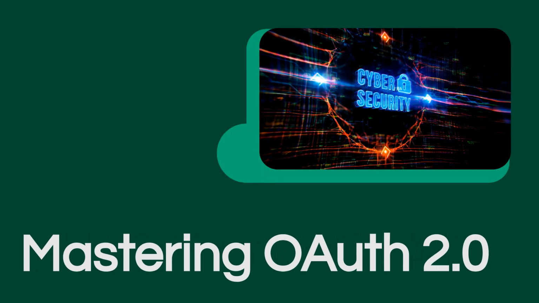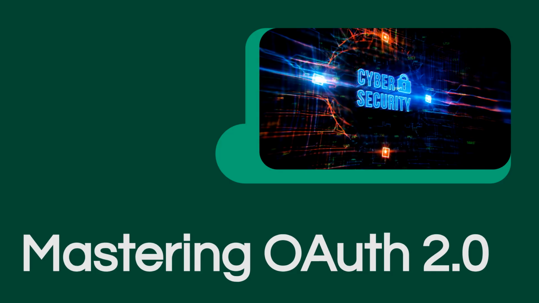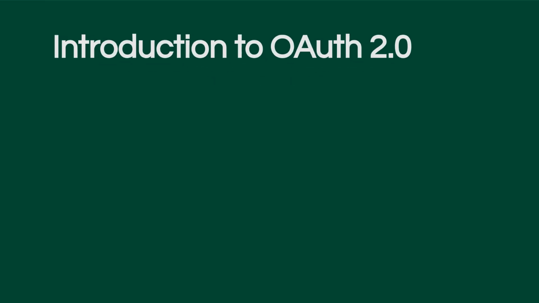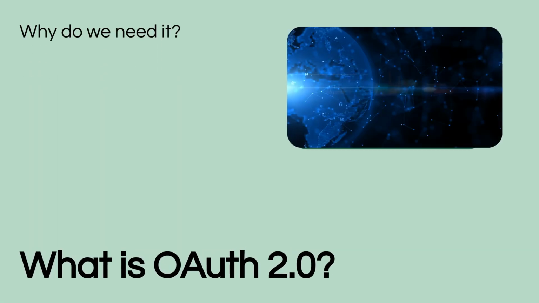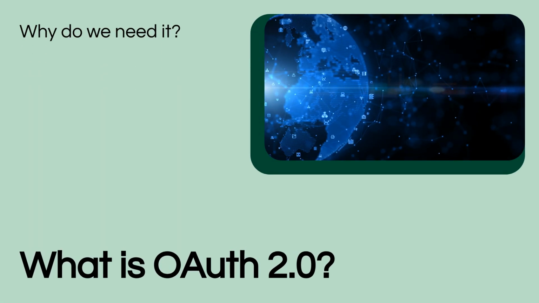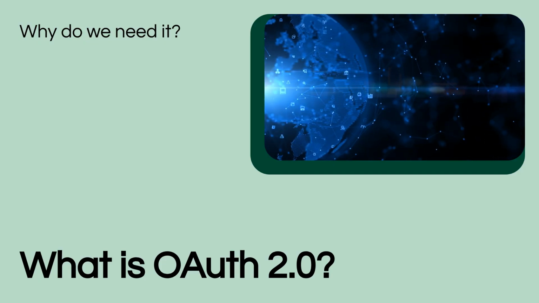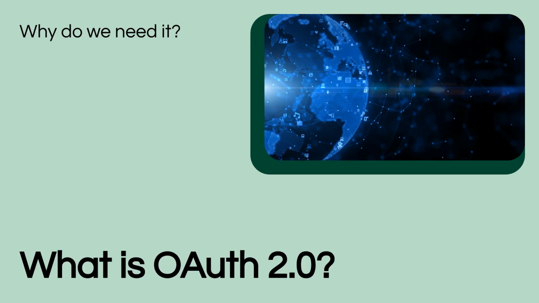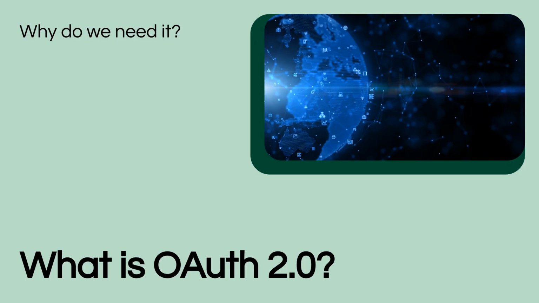Welcome to our deep dive into mastering the OAuth 2.0 protocol, a crucial standard for modern security and authorization. We'll start by setting the stage and understanding the foundational concepts behind OAuth 2.0. OAuth 2.0 is an authorization framework that enables applications to obtain limited access to user accounts on an HTTP service, like Facebook or Google. It's needed to provide delegated authorization without sharing credentials.